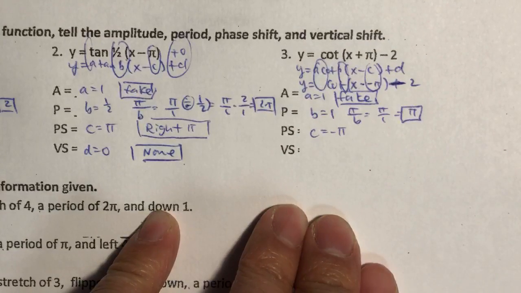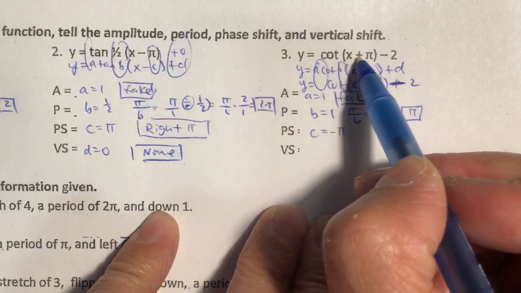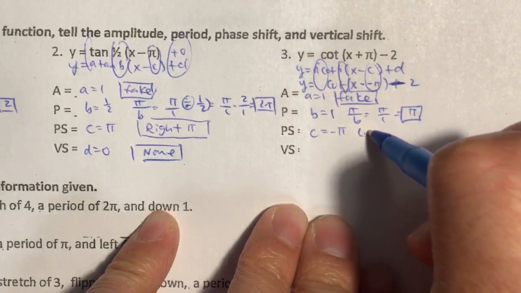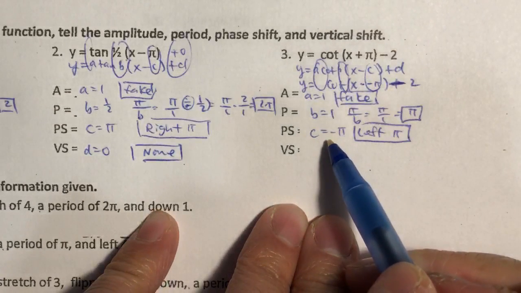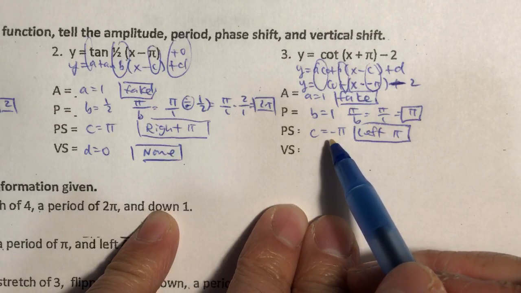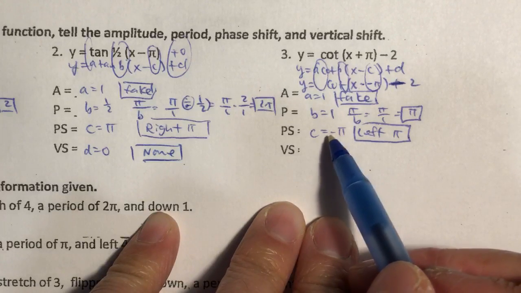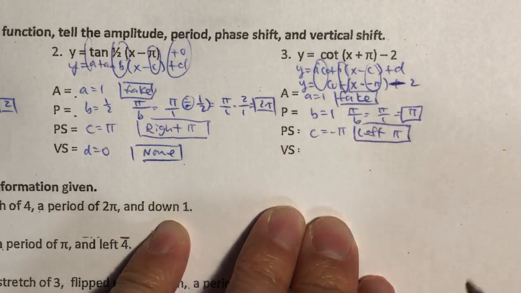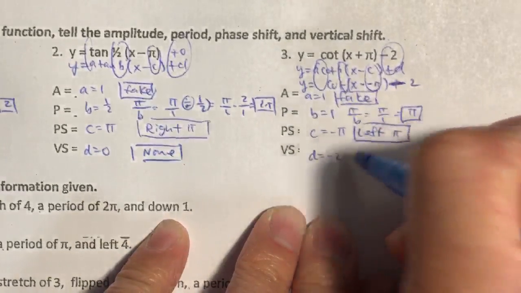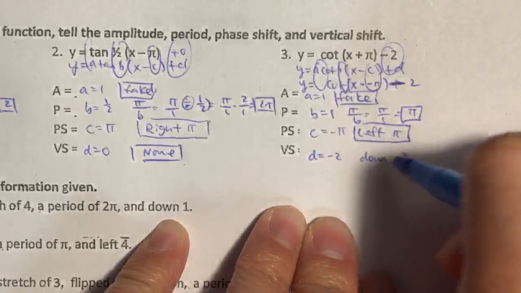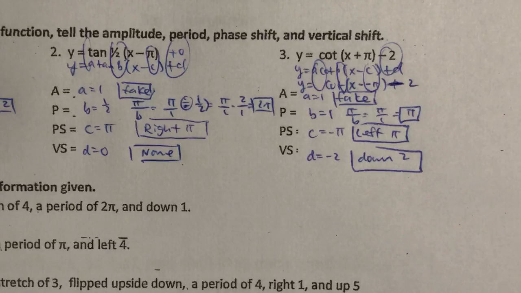Okay, so here you can use the silly phrase, add to x, go west or left, so left pi, or because your c value is less than 0 or is negative, then you're going left. And then d value, whatever it is over here, d is -2. This means down 2 units. So that was the first 3 questions on page 2 on the front side.